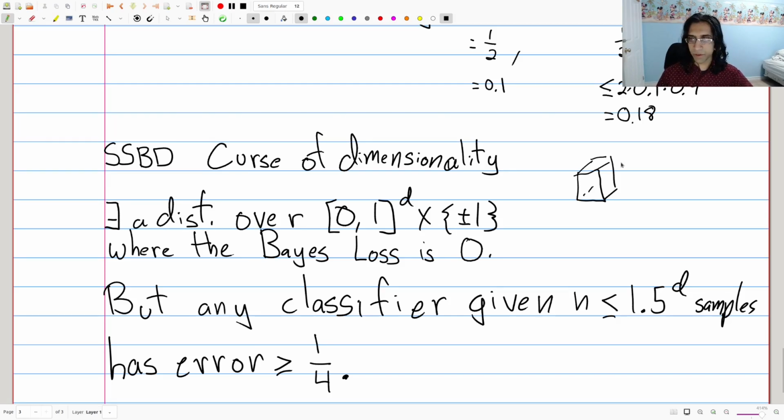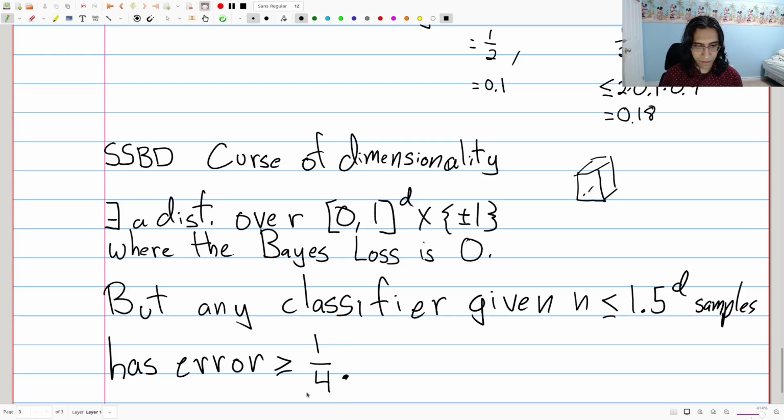It means that there's some distribution over this high dimensional space. So d is the number of dimensions, and the Bayes loss is 0. That means if you knew this distribution, then you could predict every point perfectly. There exists some perfect classifier which gets 0 error. But suppose you don't know what this distribution is, and instead you're just given points, which is pretty much the standard case in any machine learning problem. We don't know the distribution, but we have points sampled according to it. Well, if you have a classifier which is given n less than 1.5^d samples, then this will have error greater than 1/4.